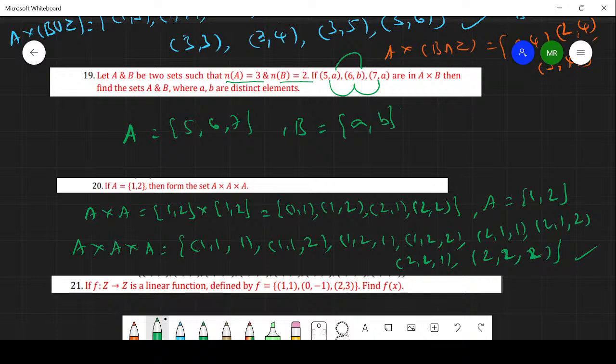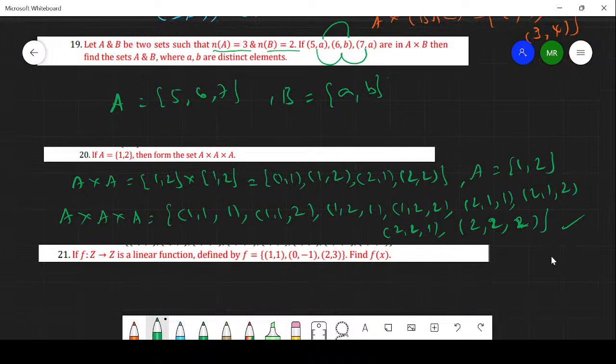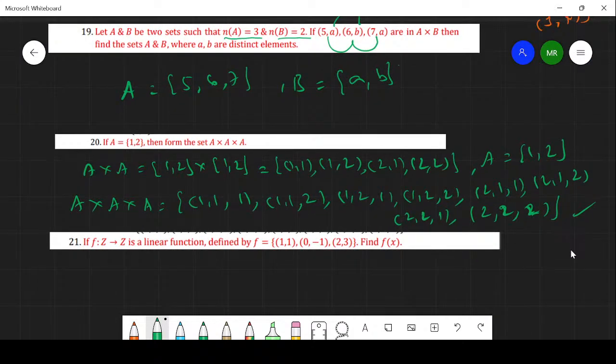Previously I explained A cross A cross A with elements of -1, 0, 1. Similarly, you can find it here: triplets. You should always be familiar with triplets. Sometimes they may talk about R cross R also. R cross R means two-dimensional geometry, two-dimensional space. Sometimes they will discuss R cross R.